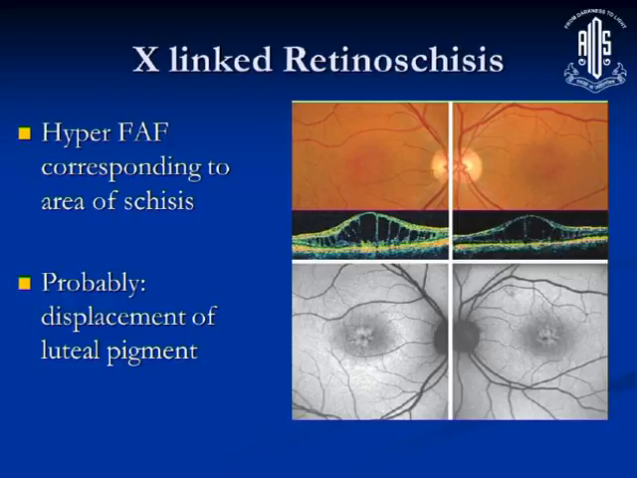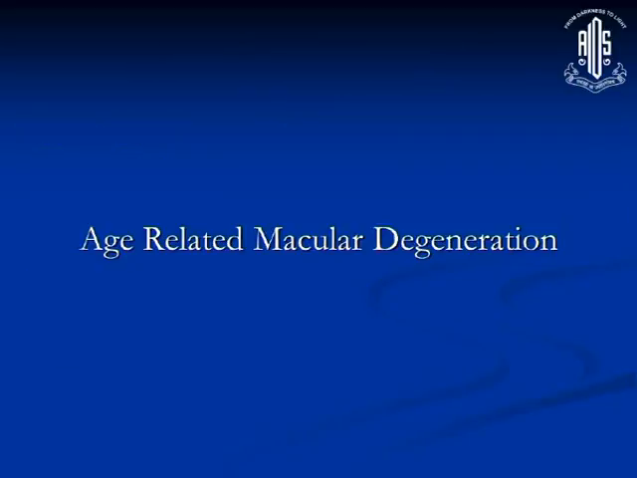In X-linked retinoschisis, there's increased hyperautofluorescence corresponding to the area of the schisis, probably due to displacement of the luteal pigments. Now let's come to age-related macular degeneration.